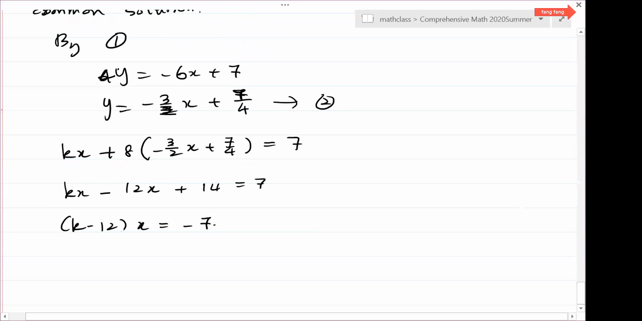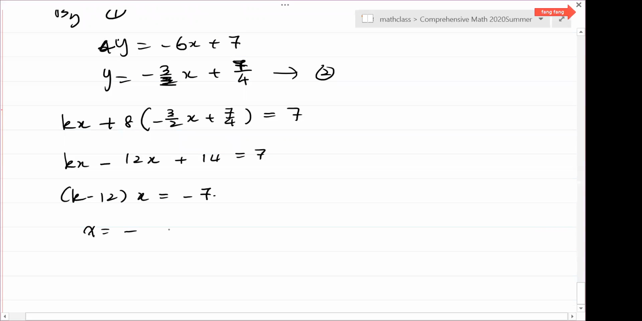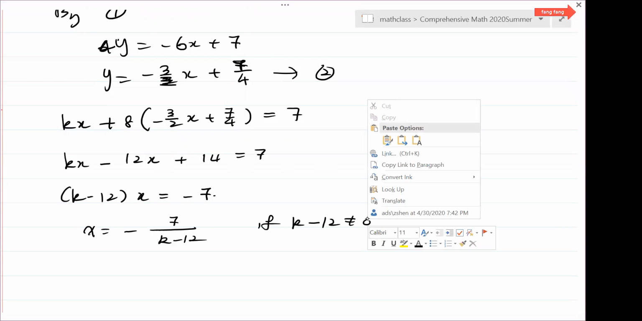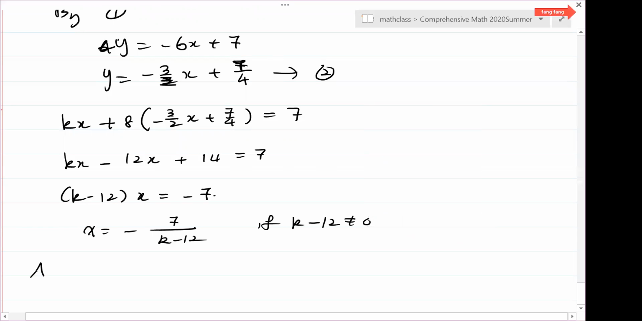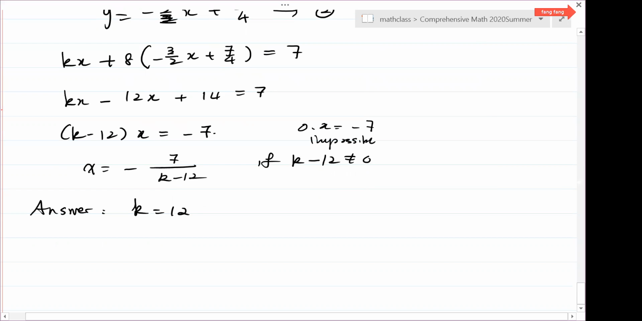Now, can you solve for x? Yes, when k is not equal to 12. If k minus 12 is not 0, you get a solution for x, and once you get x, you can get y. So that means there's a solution. But the question is, for what value of k is there no solution? The answer should be k equals 12, because when k equals 12 you cannot solve it. You end up with 0 times x equals negative 7. Impossible. No solution.